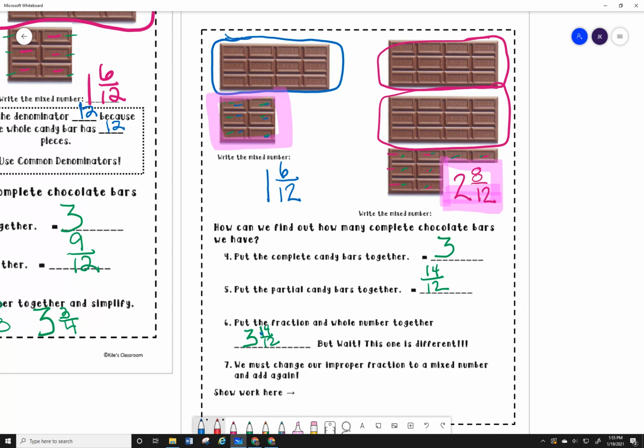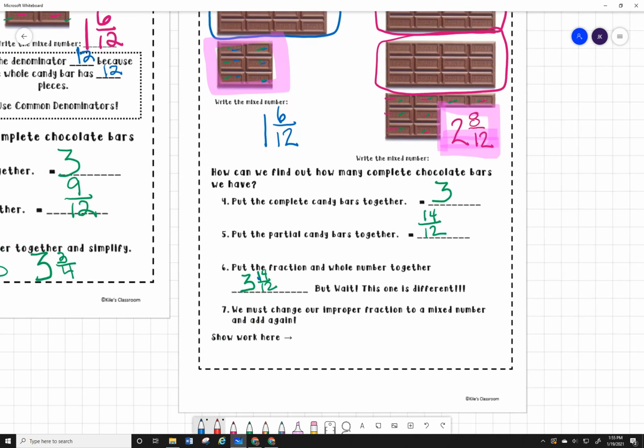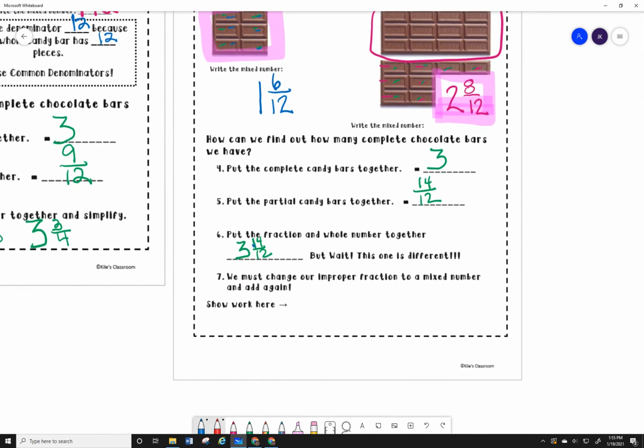So in order to change an improper fraction to a mixed number, we have to divide. Let's move this up a little bit so I have some workspace. So I'm going to take my 14 twelfths, and I'm going to say 14 divided by 12. And we know 12 goes into 14 one time. 1 times 12 is 12, with a remainder of 2.